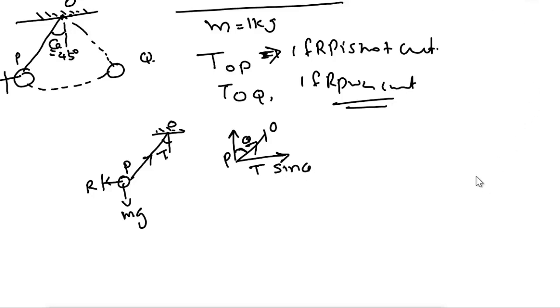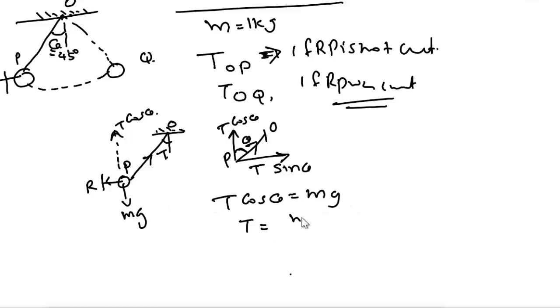And the other one which I am getting over here is t cos theta. Okay, so I am getting a t cos theta in this direction. Right? So that t cos theta is balancing with mg since it is not cut. It's at rest. So t cos theta is balancing with mg. I can find out t as mg divided by cos theta.